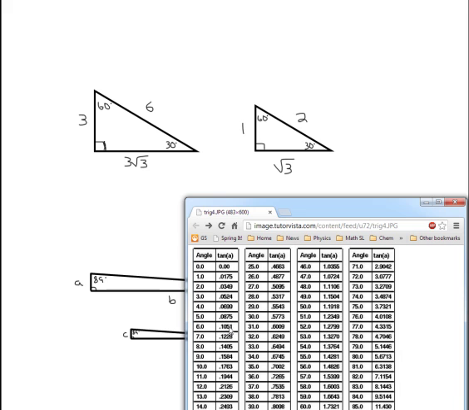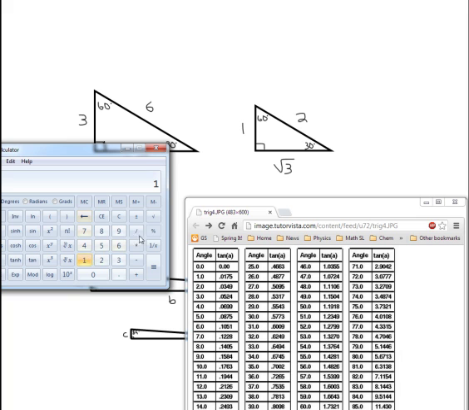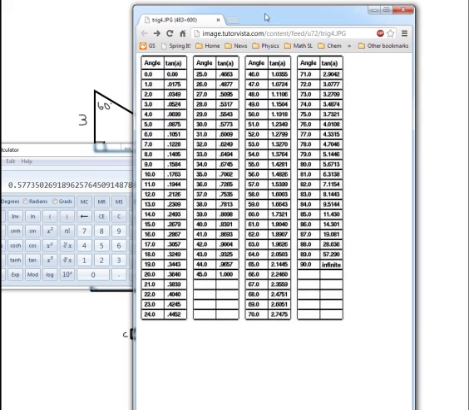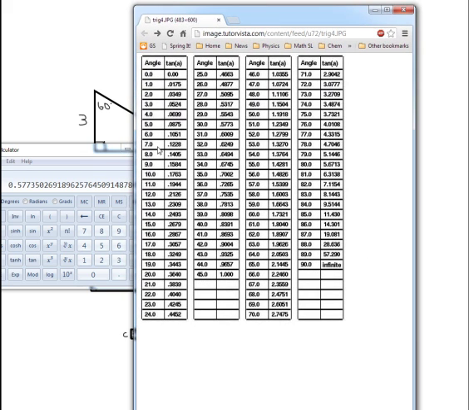And if this column represents the ratio between the opposite side and the adjacent side, well then if we look for 30 degrees, the value should be 1 divided by the square root of 3. So if we look, the value they have here is 0.5773. And if we pull up our calculator, we can do 1 divided by the square root of 3, and that gives us 0.5773. So this chart basically gives us the ratio between the opposite side and the adjacent side of a triangle with this specific angle.